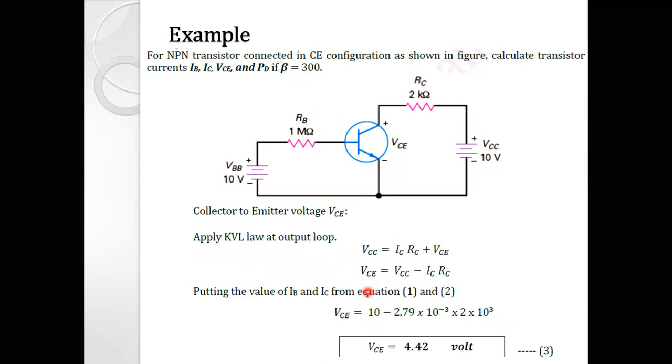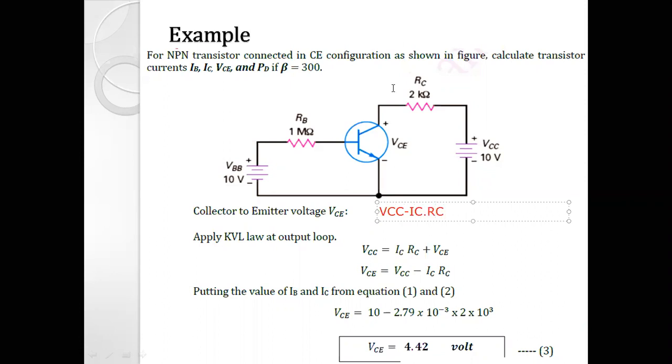Moving ahead, VCE, right? So to find out VCE, we have to apply KVL at the output side. So starting from this supply, let us write down the equation side by side. Going from negative to positive terminal, we have VCC. Then from the positive terminal of the resistor to the negative terminal of the resistor, and here the current is the collector current. So the voltage drop across RC is nothing but IC into RC.